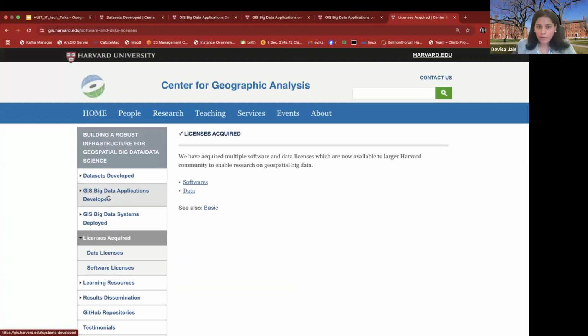As I said, we have acquired licenses. We have acquired licenses of data and software like StreetMap Premium.